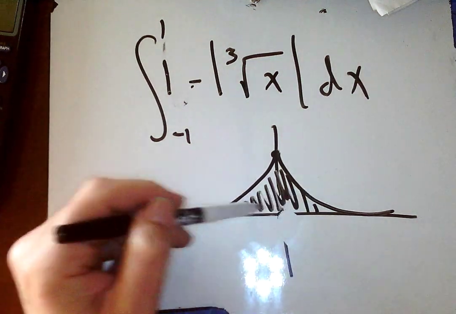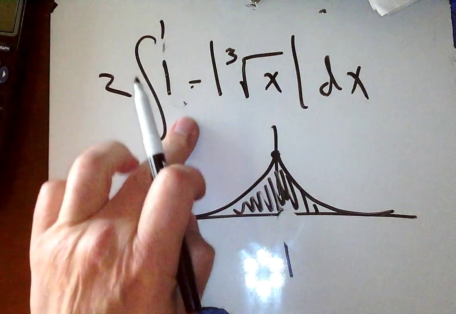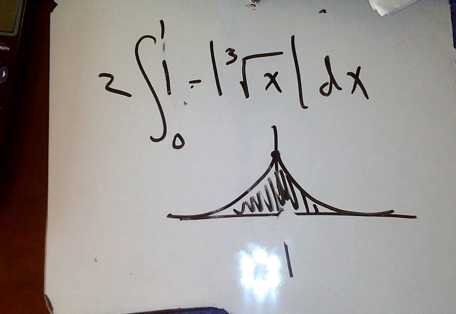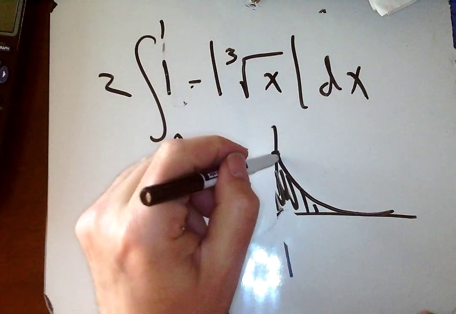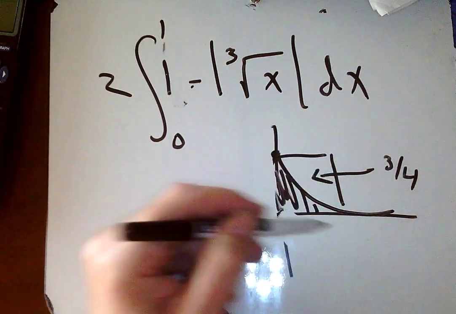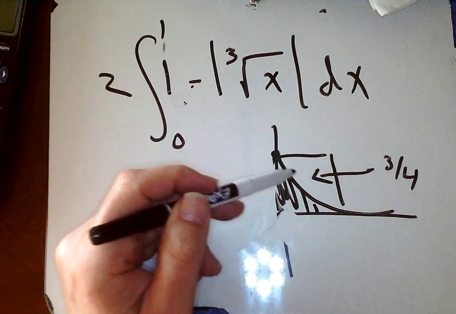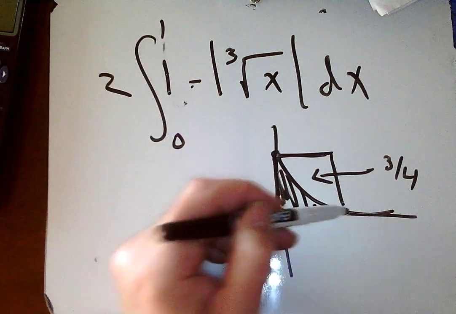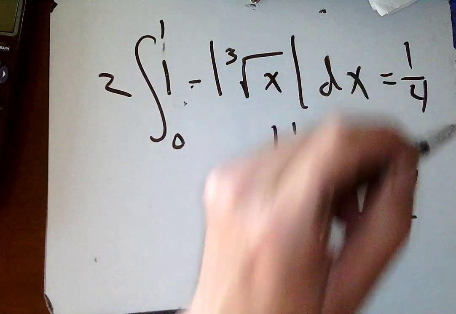Now, I do see the symmetry here. So I think I'm just going to think about 2 times the integral from 0 to 1. So I'm going to find that, and then double it. Okay? So what's this area? Well, this is 3/4 again. It's that same shape. It's flipped upside down, but it's that same shape. And here I've got what I'm looking for. We know we're inside of this square, 1 by 1. So we've got 1 minus 3/4 is 1/4.